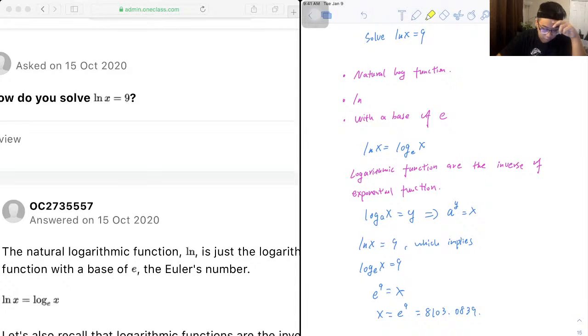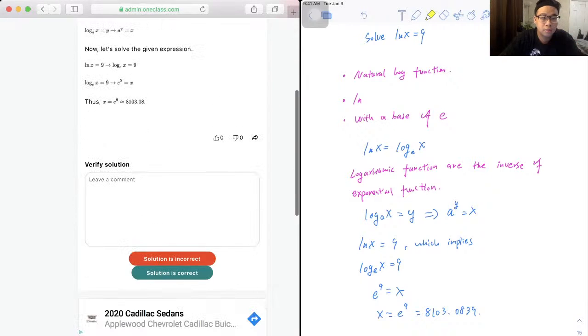And always remember, whenever you come across a log function, always think about the exponential function, which is the inverse of the log function. Yep. And let's leave a comment there. Good job.